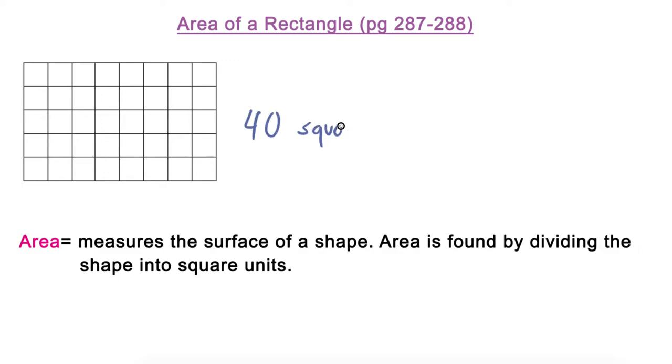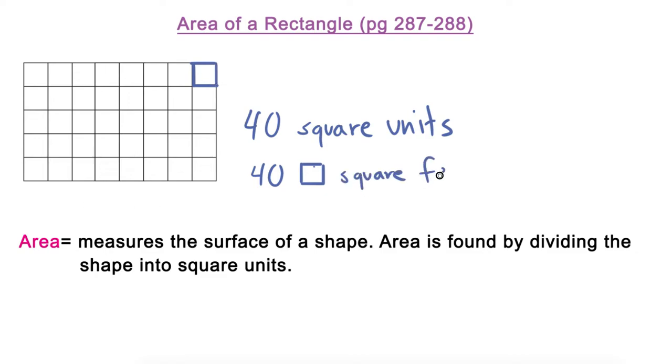square units. Remember, area is always measured in square units. So that means 40 squares, 40 of these square shapes. 40 of these individual squares make up the area of this whole rectangle. And it could be square feet or square yards. It could be any measurement.